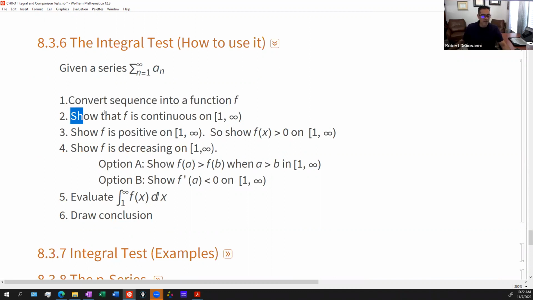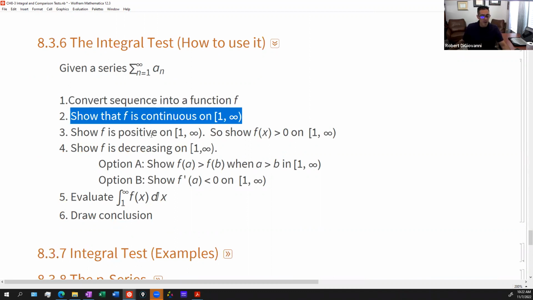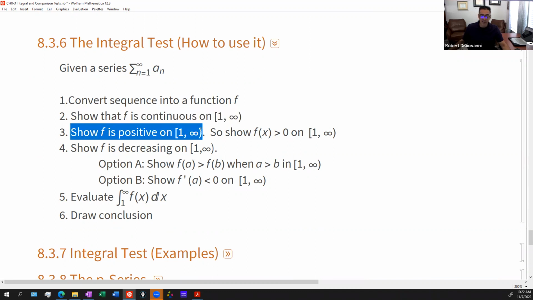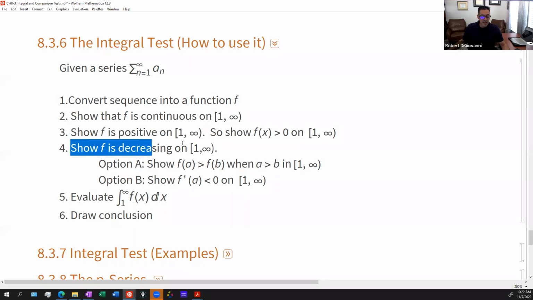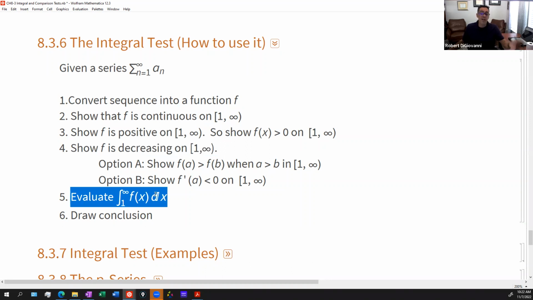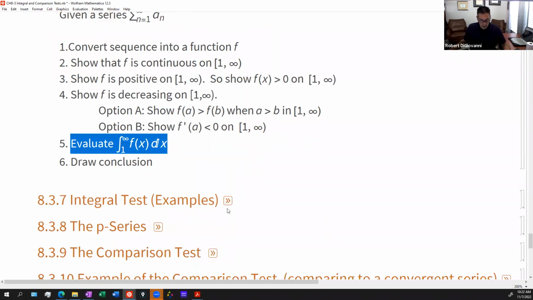We have to show that the function is continuous. We have to show that the function is positive, which means it's always above the x-axis. And then we have to show that it's decreasing. Once we do those three things, then we evaluate the integral. Whatever the integral does, that's what the series is going to do. So that's all in your notes.